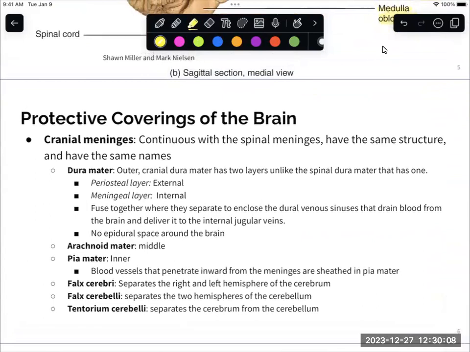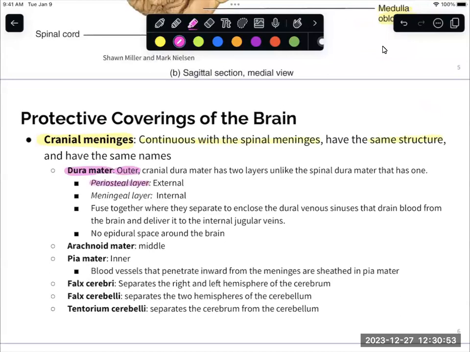In the spinal cord, we talked about spinal meninges. In our brain, we have cranial meninges. These are continuous with those spinal meninges, and they are the same structures. It's just cranial for inside of the skull versus spinal around the spinal cord. So again, the dura mater, that's the outermost layer, just like the dura mater in the spinal cord. The main difference in the cranial dura mater is we have two layers.